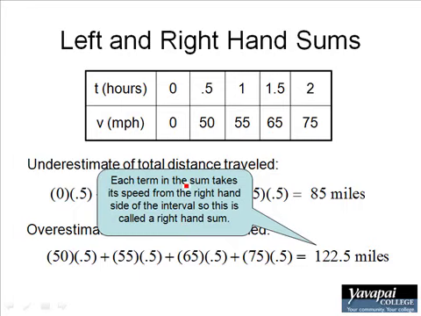Now, in the overestimate, when I looked at each one of the intervals in that case, I always took my speed from the right-hand side. So when I went from 0 to 0.5 hours, I had a choice of 0 or 50 miles per hour. I picked the higher one, and that just happened to be on the right-hand side. And the same thing was true when I went from 0.5 to 1, or 1 to 1.5, or 1.5 to 2. I always pick the higher value, and that value was always on the right-hand side of the interval. So since each term takes its speed from the right-hand side of the interval, this is called a right-hand sum.